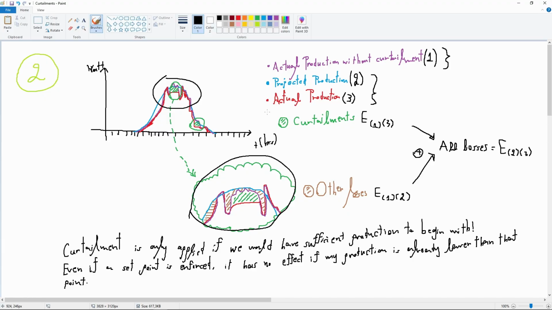If we follow these three lines, we will see that the blue is the projected production, which is a really good simple line. We will see the actual production, which is the red line. We can see that it mostly follows the actual production without curtailment until this period. This is our interest period. This is what interests us. We can see that the red line splits and basically becomes a straight line until it starts again to follow the purple line.